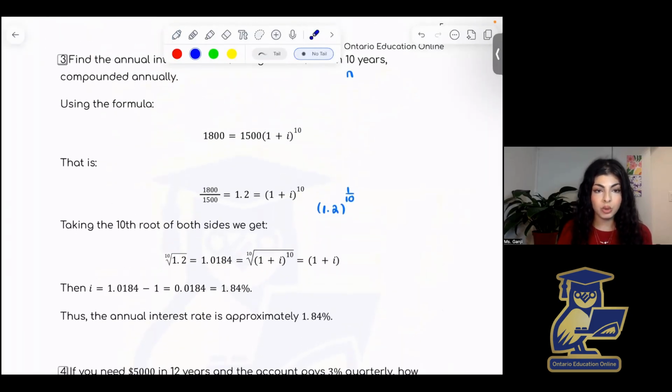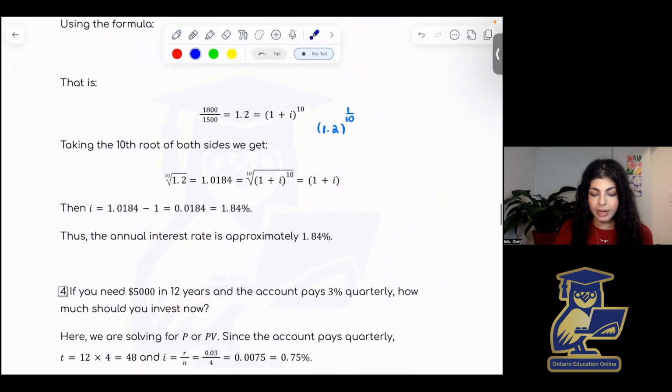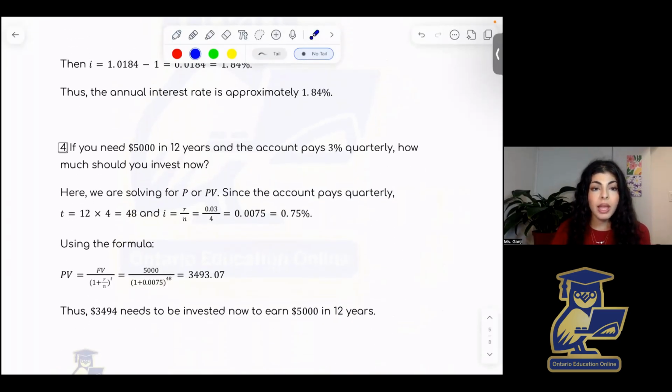And of course, please do check your answers at the end, just to double check and make sure that you did solve it. So you would just input this value here for 1,500 and then solve and see that you actually do get 1,800. Now, in the next problem, if you need $5,000 in 12 years and the account pays 3% quarterly, how much should you invest now?